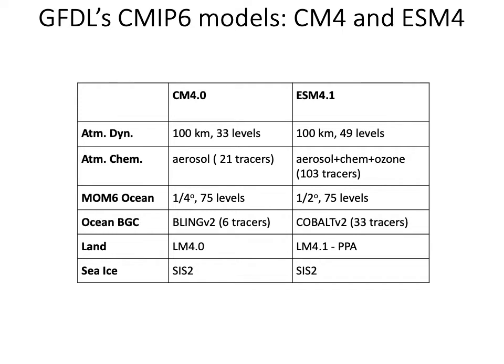Both included the MOM6 ocean with 75 levels, but the CM4 having a 1/4 degree versus 1/2 degree in the Earth system model. Ocean biogeochemistry is much simpler in the CM4, with only 6 tracers relative to 33 tracers and a much more comprehensive ecosystem in the COBALT formulation, with more advanced land in the ESM and the same sea ice model.